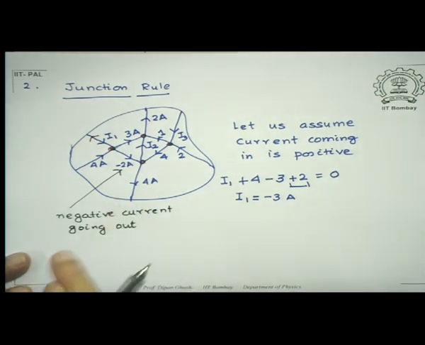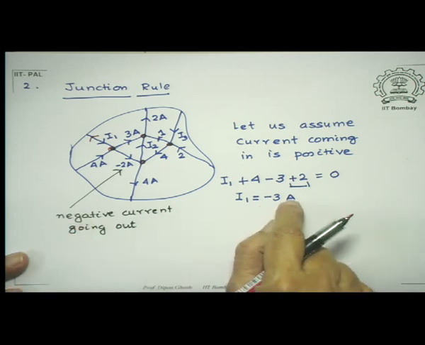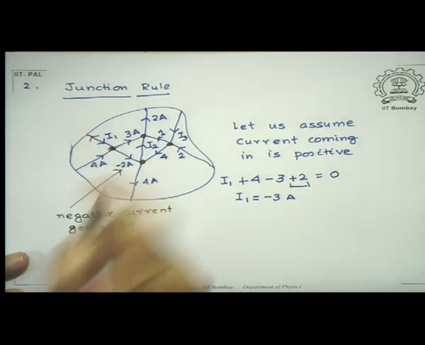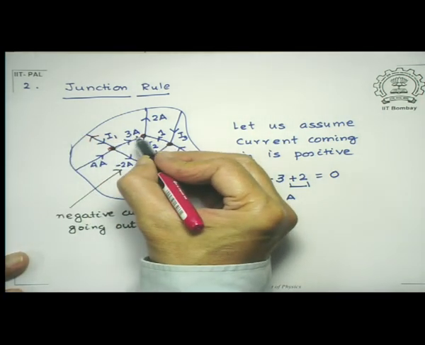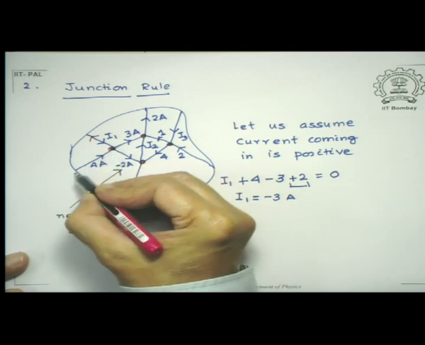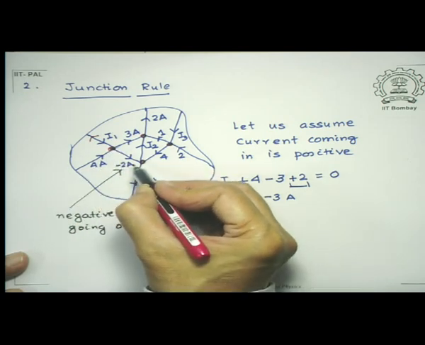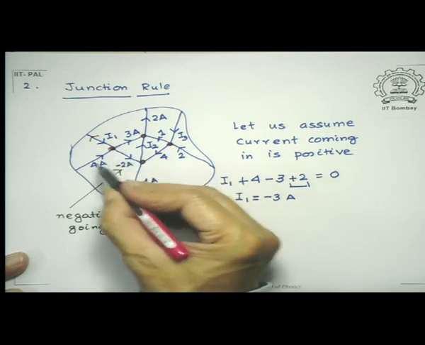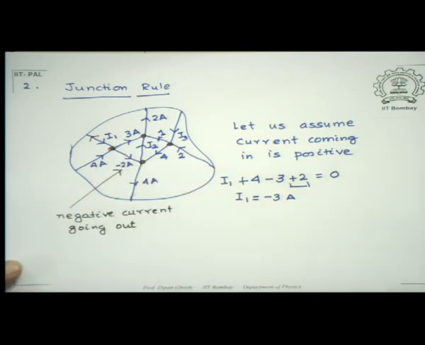So you look at how this actually works. This is minus 3, which means 3 amperes going out. This branch has 3 amperes going out. This branch has 4 amperes coming in. This branch has a minus 2 going out, means plus 2 coming in. So 6 going out and 6 coming in, which is what we expect.